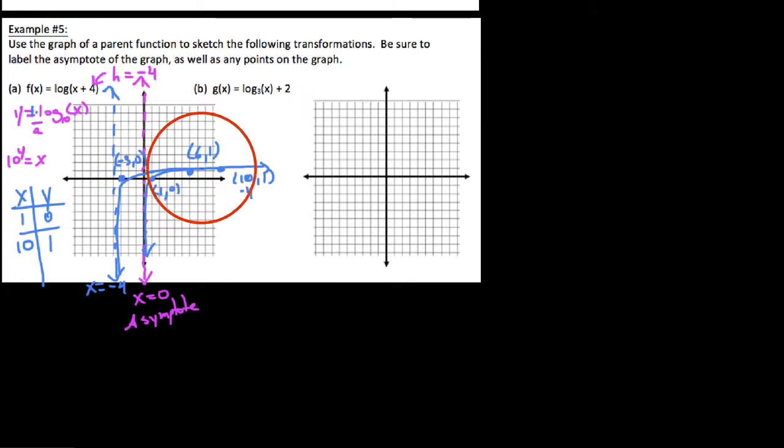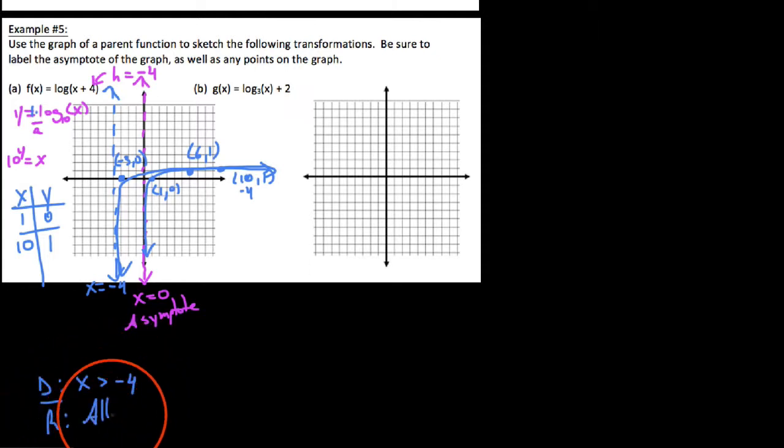So we'd say it looks like that. It kind of overlaps a little bit here. So we'd say the domain. The domain would be all x values greater than -4, where the range is going to be all real y values.